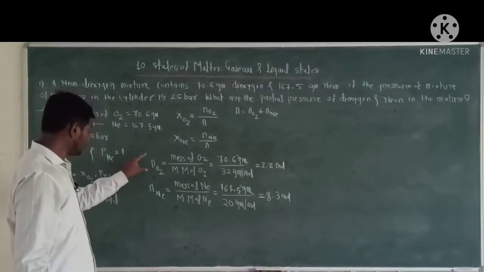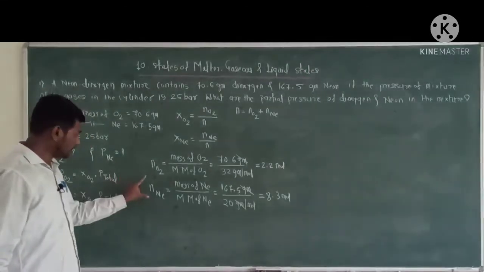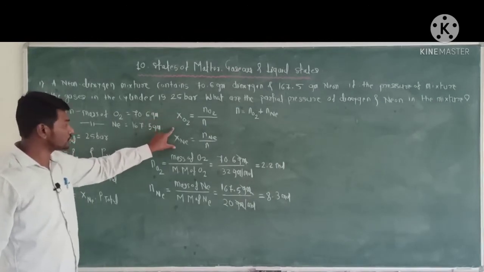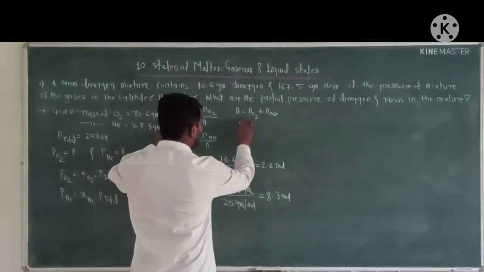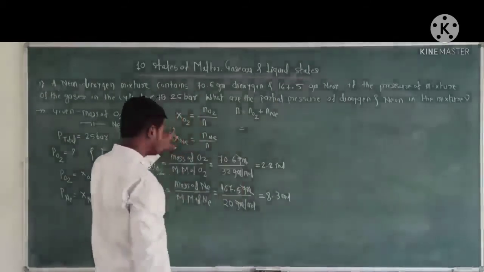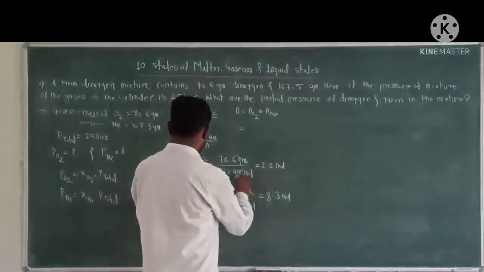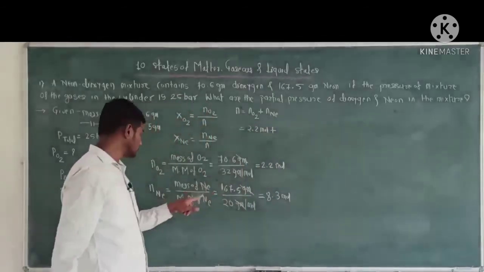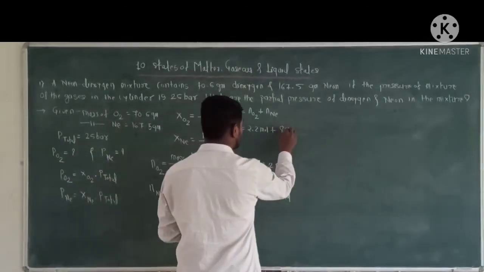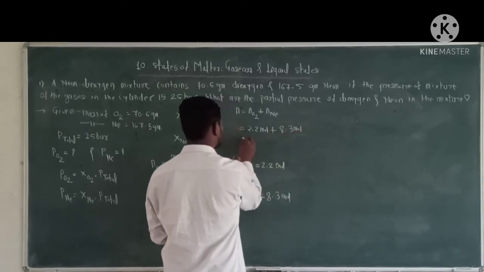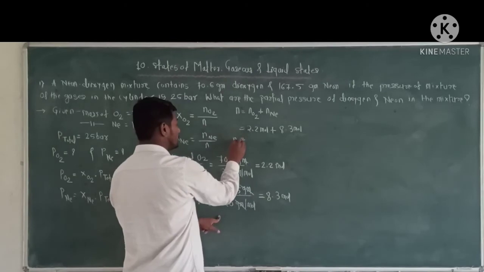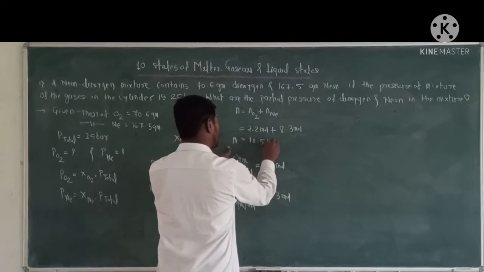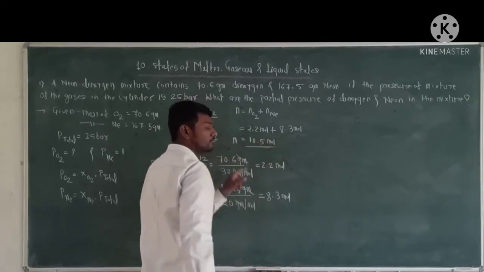Okay, now from number of moles of dioxygen and number of moles of neon, calculate the mole fraction of dioxygen and mole fraction of neon. First of all, the total number of moles, that is N, is equal to number of moles of dioxygen, which is 2.2 mole, plus number of moles of neon, which is 8.3 mole. Solve this equation, we get the final answer, that is total number of moles is 10.5 moles.